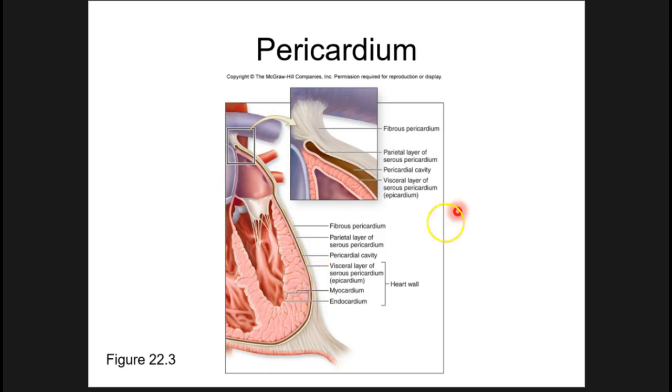So one more time, superficial to deep. Fibrous pericardium, parietal layer of serous pericardium, visceral layer of serous pericardium, which is the same thing as the epicardium, which then will be superficial to the myocardium, and then that innermost layer facing the lumen is the endocardium. Now, why might every single one of these terms be important for you?